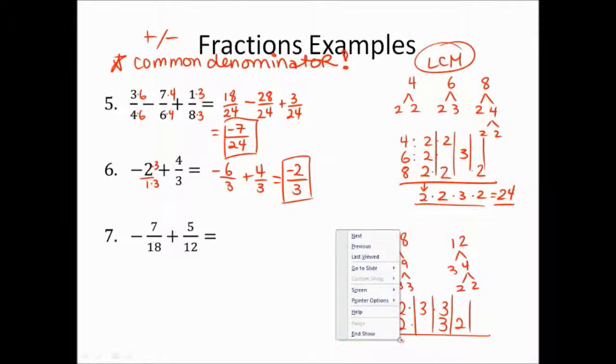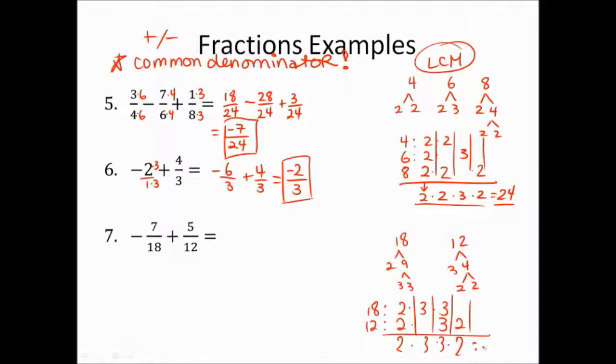So 2 times 3 times 3 times 2 gives us 4 times 9, which is 36. So 18 and 12 both multiply into 36. Times 2 times 2 times 3 times 3. So let's try that. We've got negative 14 over 36 plus 15 over 36. And 15 minus 14 is 1 over 36.